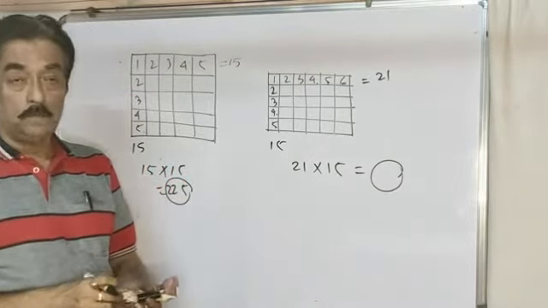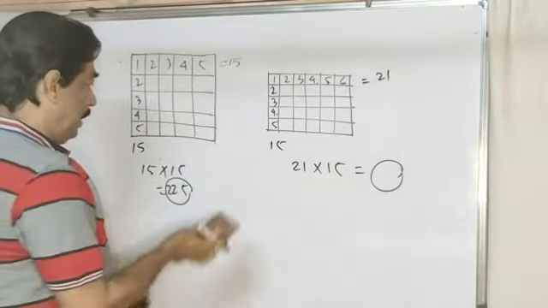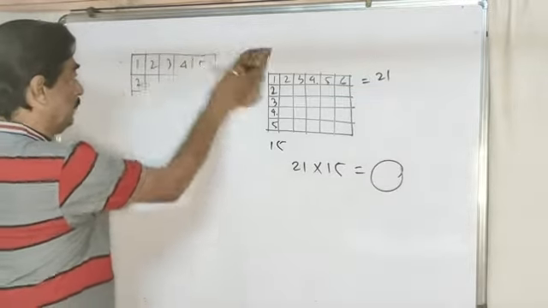Now a separate question, most important question. The question is coming from permutation and combination.